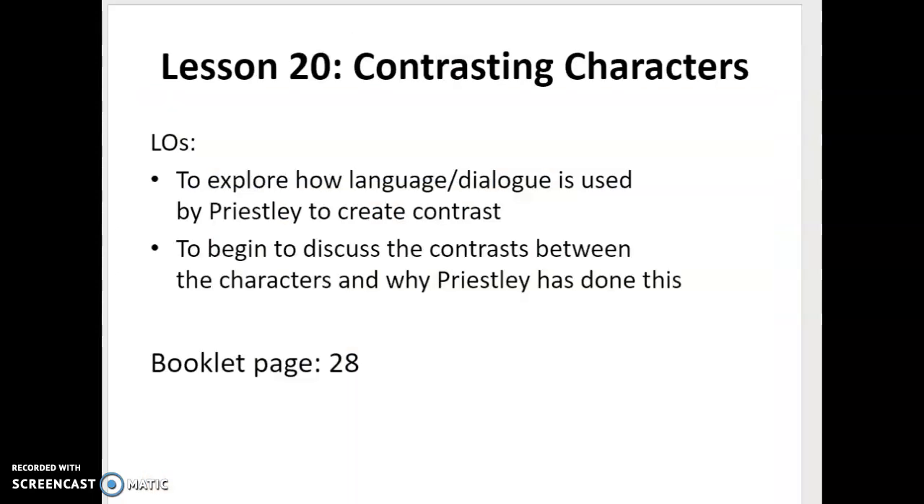So to make a start, this is lesson 20 and we're going to be focusing on the contrasting characters in An Inspector Calls so far. Your lesson objectives today are to explore how language and dialogue is used by Priestley to create contrast and to begin to discuss the contrast between the characters and why Priestley has done this. So in your booklet, it'll be page 28 that you want to look at for today's lesson.